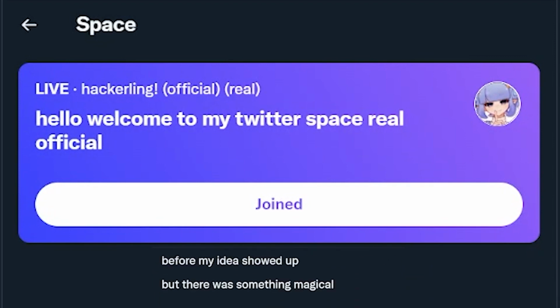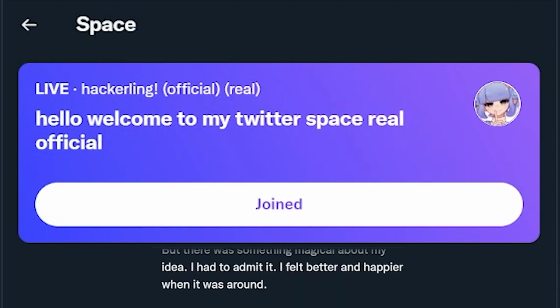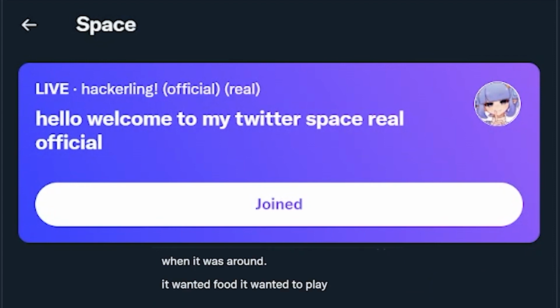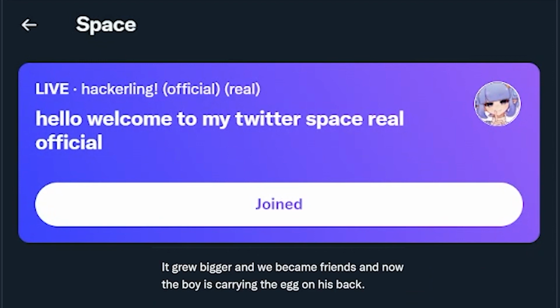But there was something magical about my idea. I had to admit, I felt better and happier when it was around. It wanted food. It wanted to play. Actually, it wanted a lot of attention. It grew bigger, and we became friends. And now the boy is carrying the egg on his back.